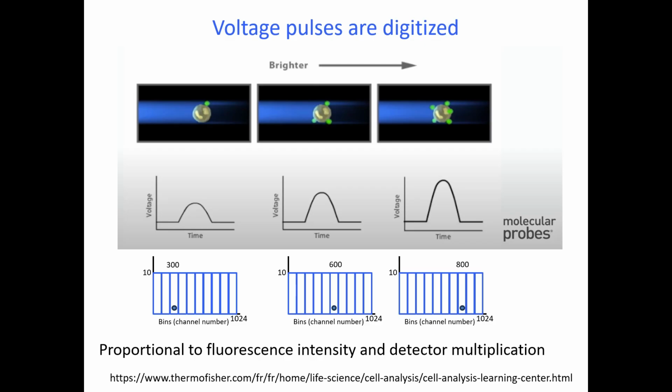A reminder that the voltage pulse size and final channel number depend on both how much fluorescence emission reached the light detector and the voltage or gain you applied using the software to the detector's multiplication system, either voltage for a PMT or gain for an APD or photodiode. We'll look at the effect this has in a moment.